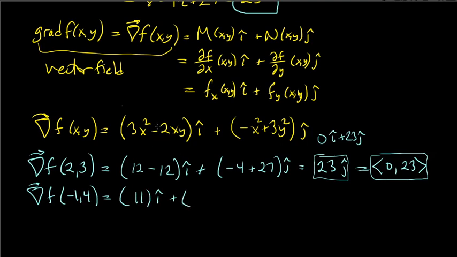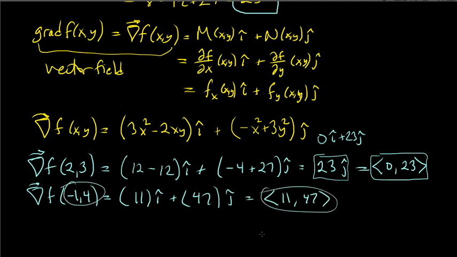Let me just double check that. Yeah, 8 plus 3, 11. And then for the n component, the y component, we get negative 1 plus 3 times 16. 16 times 3 is 48, 48 minus 1 is 47. So we just get the vector 11, 47. At this point in space, you have this vector here.